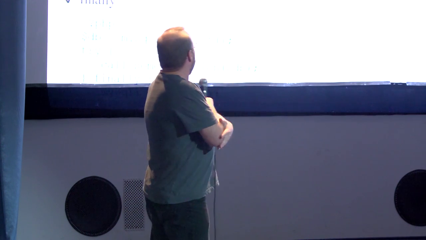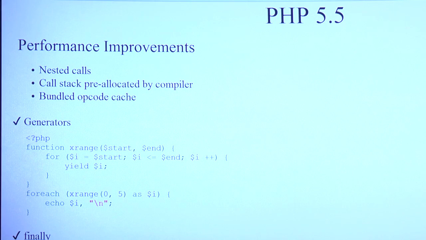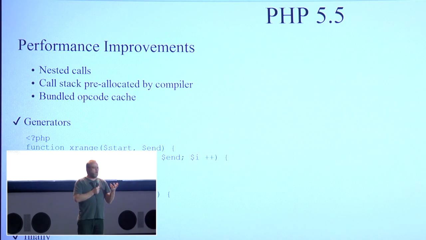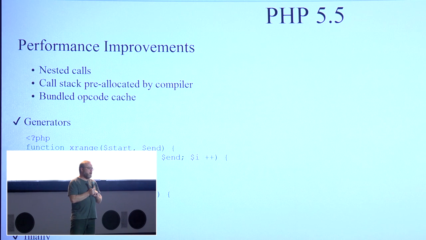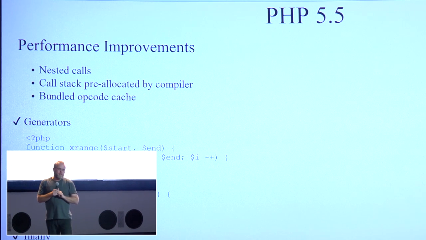Next slide. But why stop at 5.4? Let's go straight to 5.5 since that is now stable and robust. It's out there. We have a few language level performance improvements. If you have lots of recursion, nested calls are handled quite a bit better in 5.5. So any sort of recursive algorithms are going to work better in 5.5 than in 5.4.